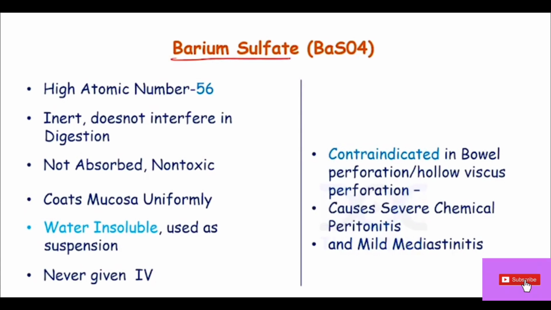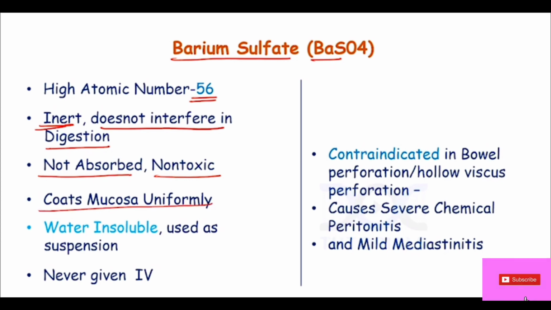Now, talking about barium sulfate. Barium sulfate is a common contrast agent used for GI imaging. Barium has a high atomic number of about 56. Barium is inert and does not interfere in digestion. It is not absorbed from the GI tract, it is non-toxic, and it also coats the mucosa uniformly. That is the reason it is preferred for GI imaging.